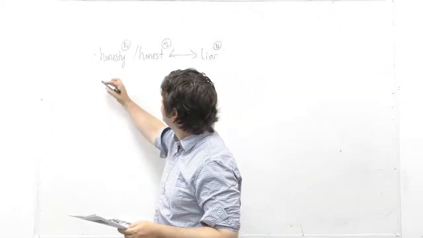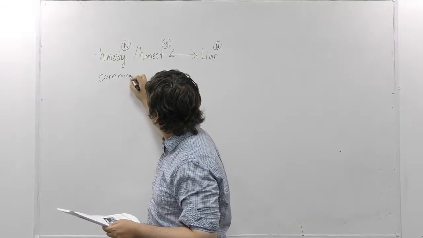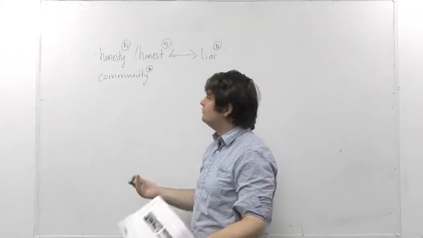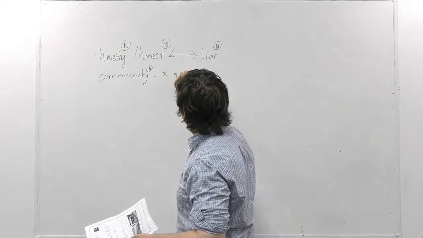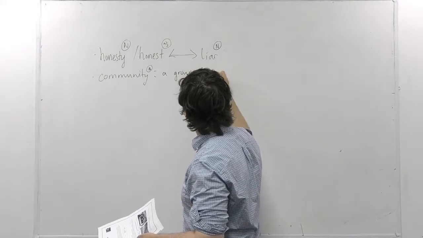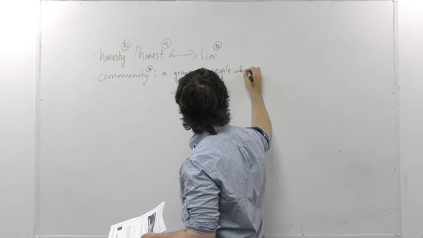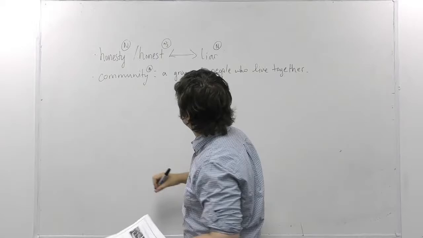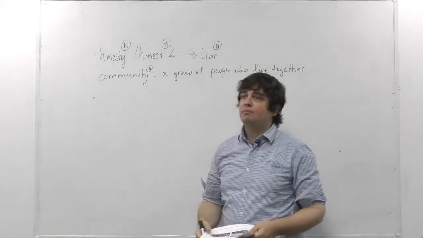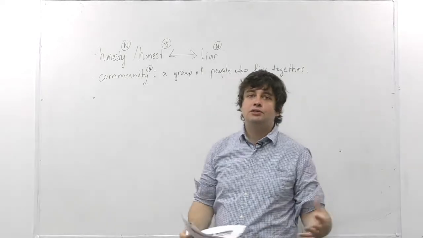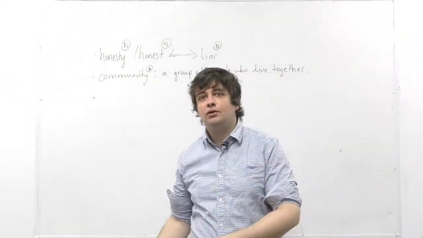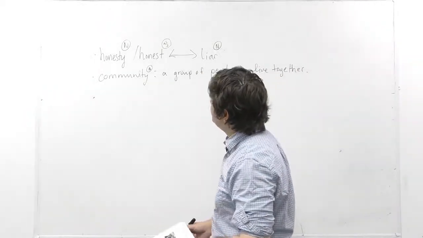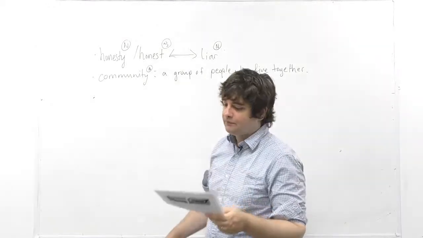Anyhow, community. Community is kind of similar to like neighborhood, town, city, village. It's basically just a group of people who live together. So like in Vancouver, we might separate different parts of the city into different communities, right? The downtown community, Richmond community, Surrey community, New Westminster community, etc., etc. But basically community just means a group of people who live together.